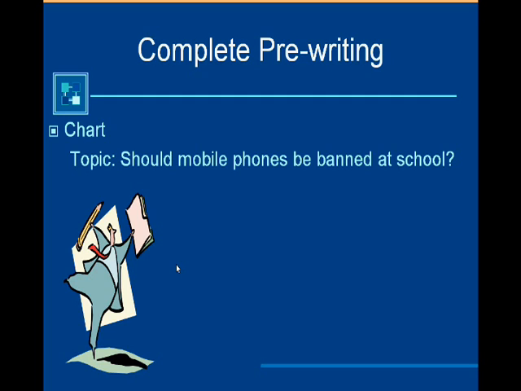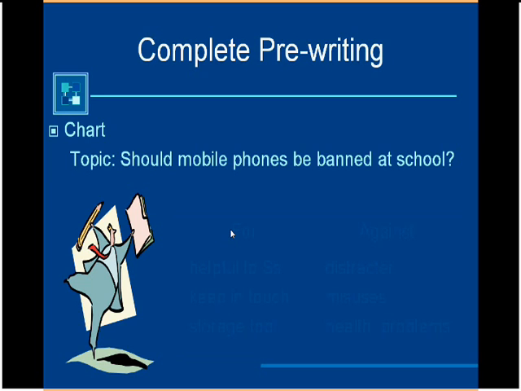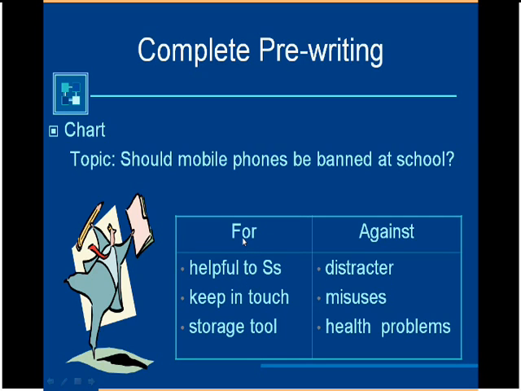Okay. So, in order to plan your essay, here is an example by using a chart. And of course, when we say a chart, it means that we are using a table. Okay? So it's like that. The table would have for and against, and you just jot down, or sorry, write down some points. So the person who's for can say it's helpful to students. It keeps them in touch, and of course it is a storage tool with memory, something you can keep on its memory.